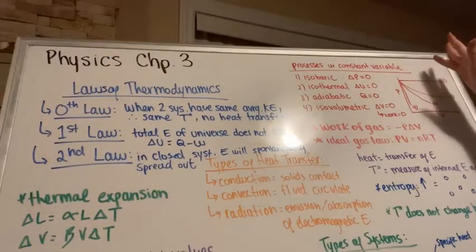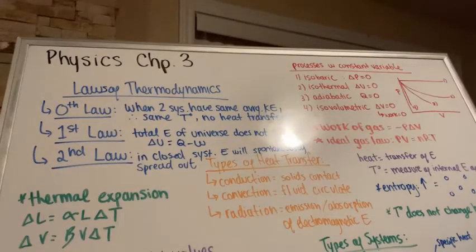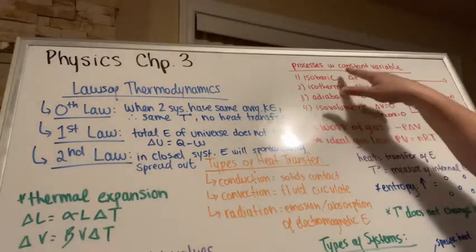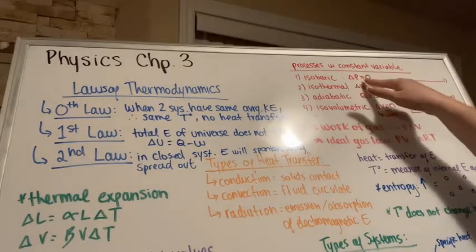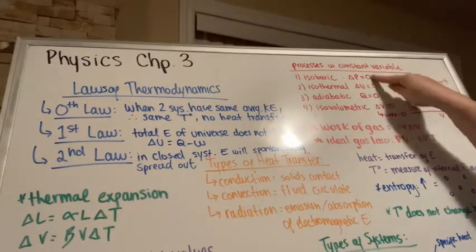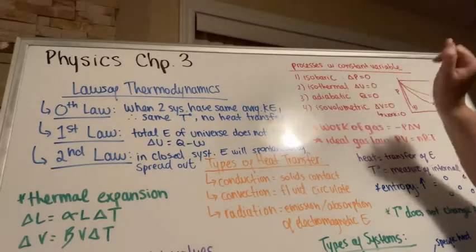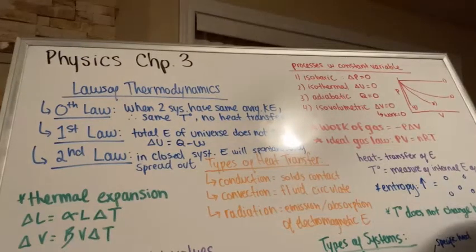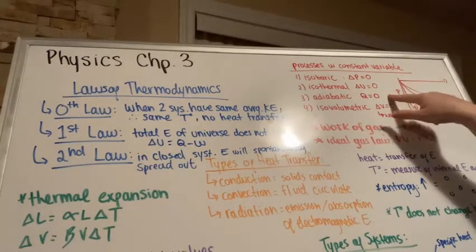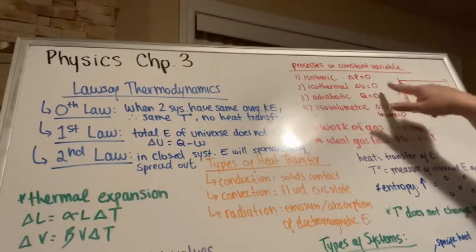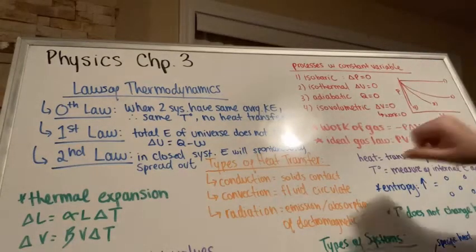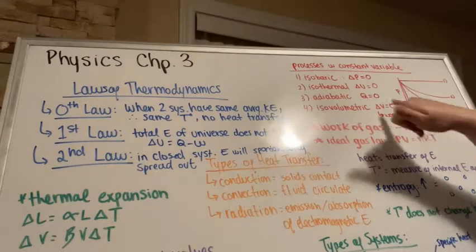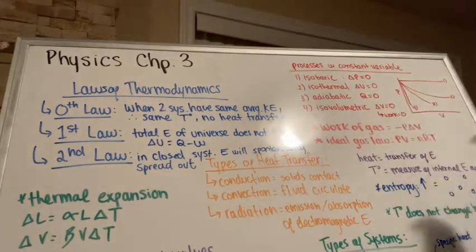All right. So here we have our processes with constant variables. These names are kind of self-explanatory. We have isobaric, where the change of pressure is equal to 0. We have isothermal, and there the delta U is equal to 0. We have adiabatic, which is where Q equals 0, so the heat transferred equals 0. Then we have the isovolumetric, which means that delta V is equal to 0.